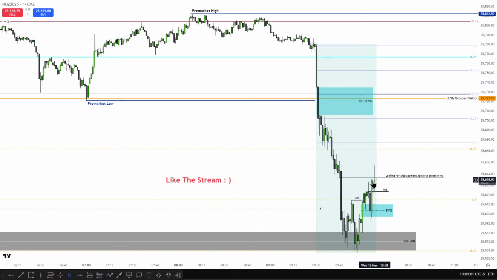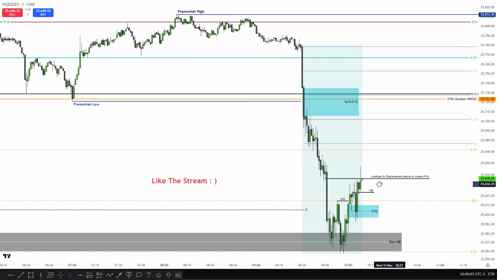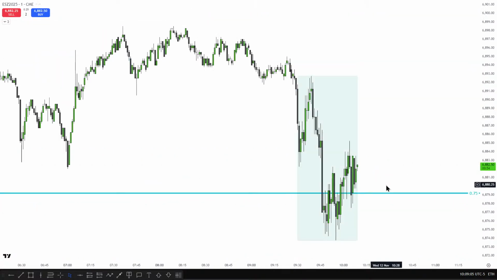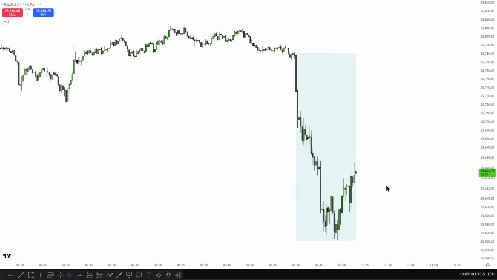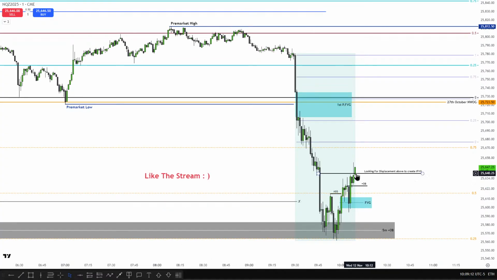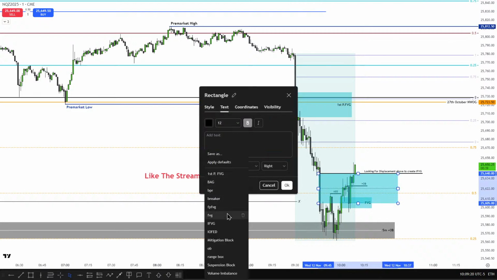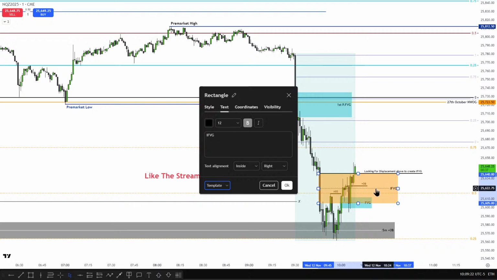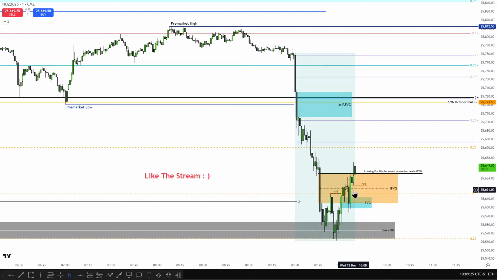Okay, that's not an inversion gap yet. Yes, consolidation. If you're wondering what I'm referring to when I say inversion gap, I'm referring to this. I want to see it become an inversion fair value gap and then not trade past the midpoint of this. But, well, that's the general rule. You don't want to see price trade through the midpoint of an inversion gap.